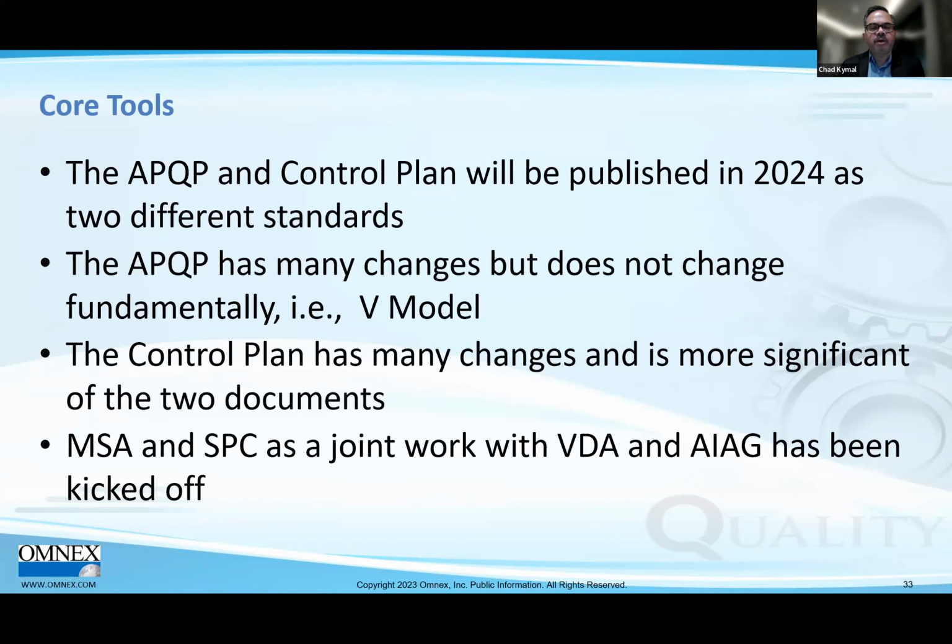You may or may not know, 3 of the writers of the core tools are in Omnex, and Mr. Dan Reed, who was part of the task force when all the core tools first came out, is also there. We'll discuss whether we should have 2 classes: one a classic APQP, and the other APQP with the V model. The control plan has many changes and is maybe the more significant of the two documents coming out.